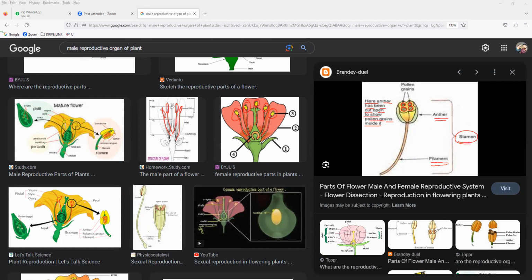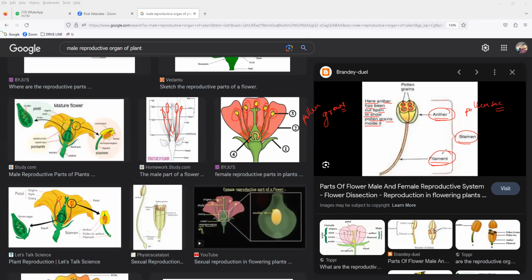What is the male sex cells' name? Pollen grains. Male sex cells, which we call pollen grains. Pollen grains are present inside where? Pollen sacs. Stamen produces pollen grains. Now the stamen is made up of two parts. What are the two parts of stamen? One is anther, another one is filament.